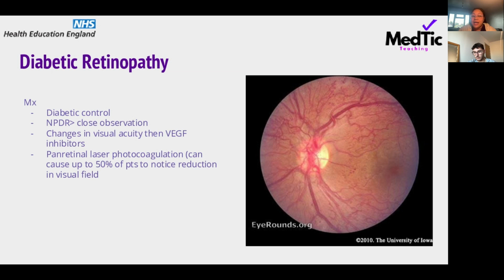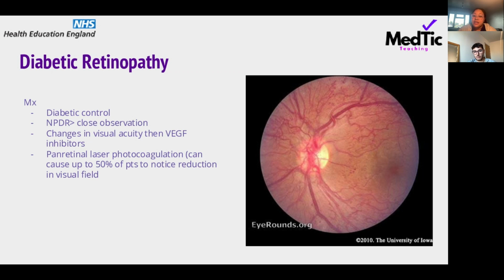The main thing we have to manage with them is diabetic control. Are they on the right medication, and are they complying with it? Do they potentially need to increase whatever medications they're on? You potentially start insulin treatment as well. With non-proliferative, it's mainly closely observing the patients, so an annual checkup with the optometrist and potentially the ophthalmologist as well, depending on how severe it is.